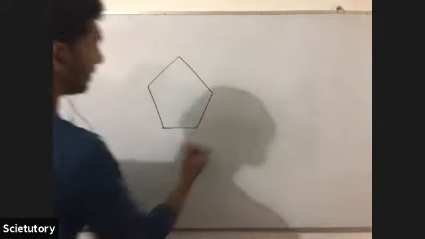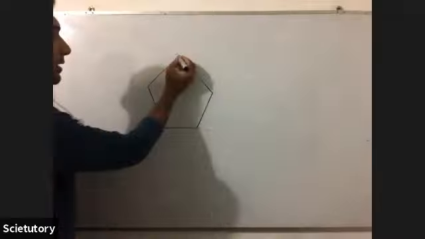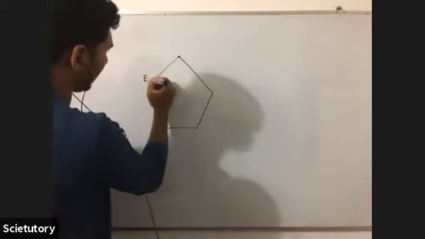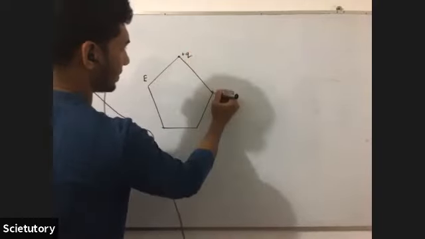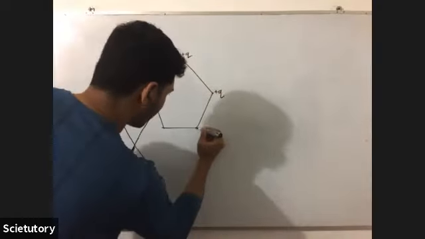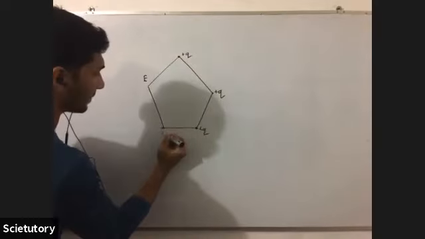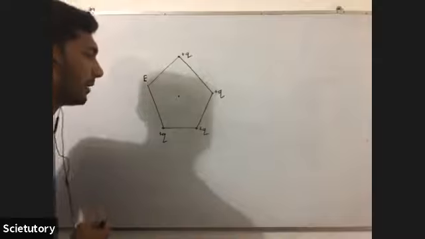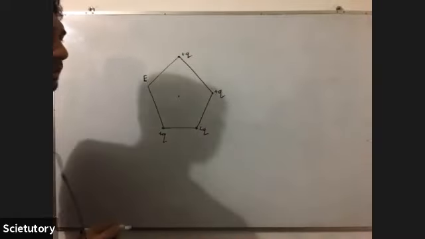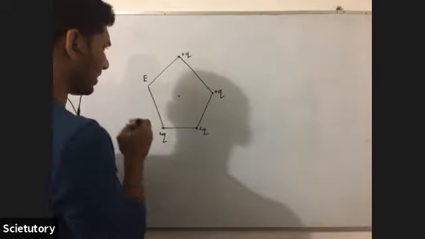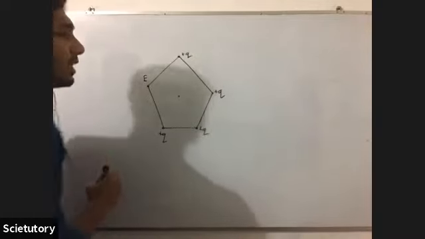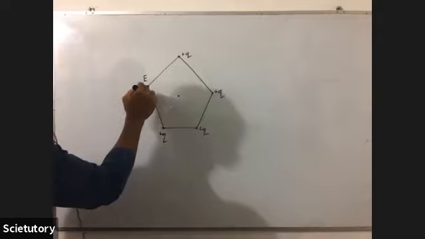This is a regular pentagon. Except E, everything has plus Q's. Now this is the center of the pentagon, O. Just imagine, first, we shall imagine a charge plus Q on E also.